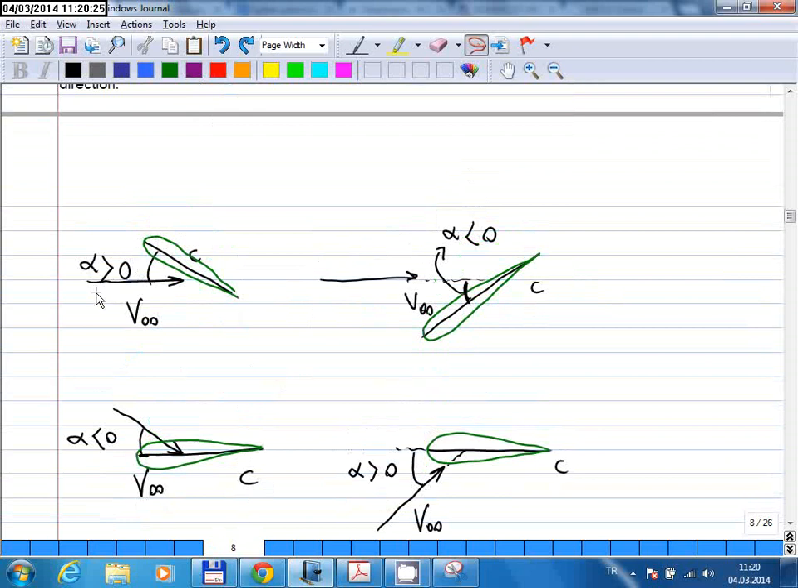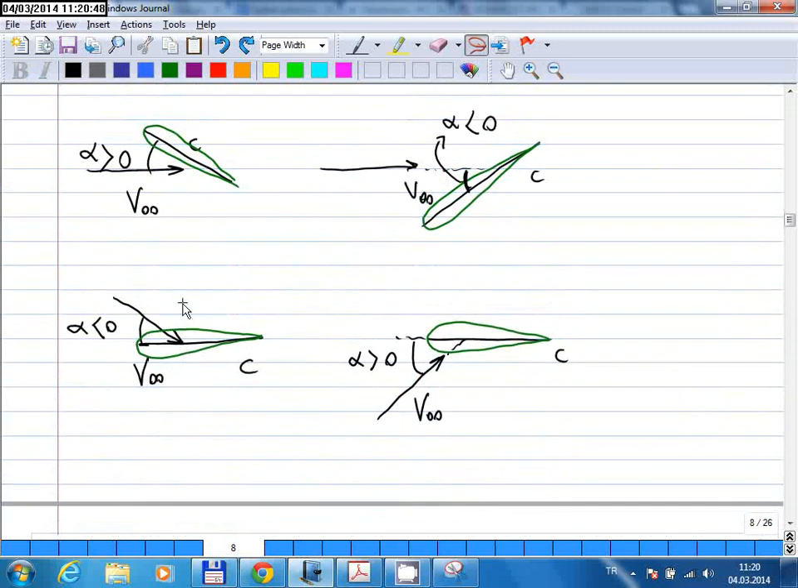Okay, so in this case, the V infinity vector is horizontal. That means this is your flight direction. The aircraft is flying horizontally, but the leading edge is pointed upwards. In here, the aircraft is again flying horizontally, but the leading edge is pointed downwards, and this is a negative angle of attack.